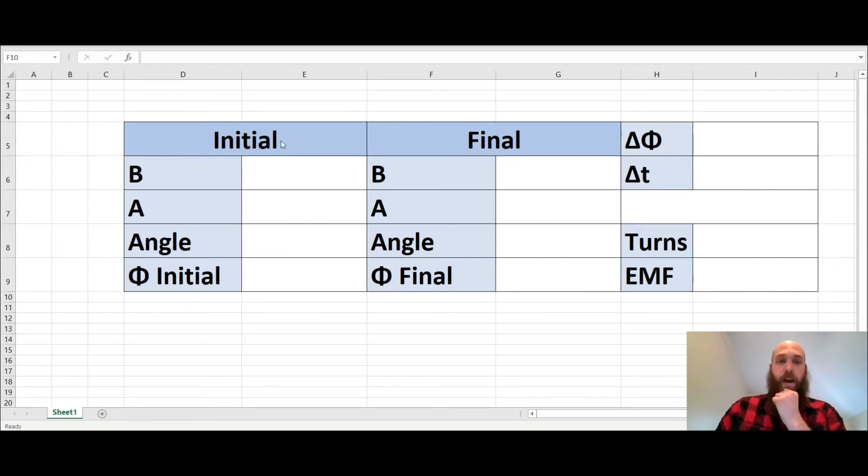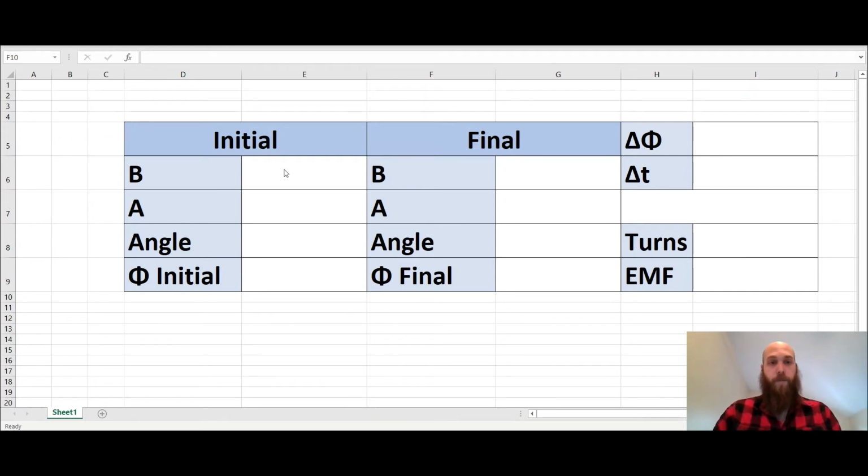You find your initial flux, you find your final flux, just using B dot A. Then we're going to take their difference. That's going to give us our change. You divide by time to get your change in flux over change in time. You multiply by your turns, and then you've got your EMF. But don't forget that the EMF should be negative. It's negative N delta phi over delta T.